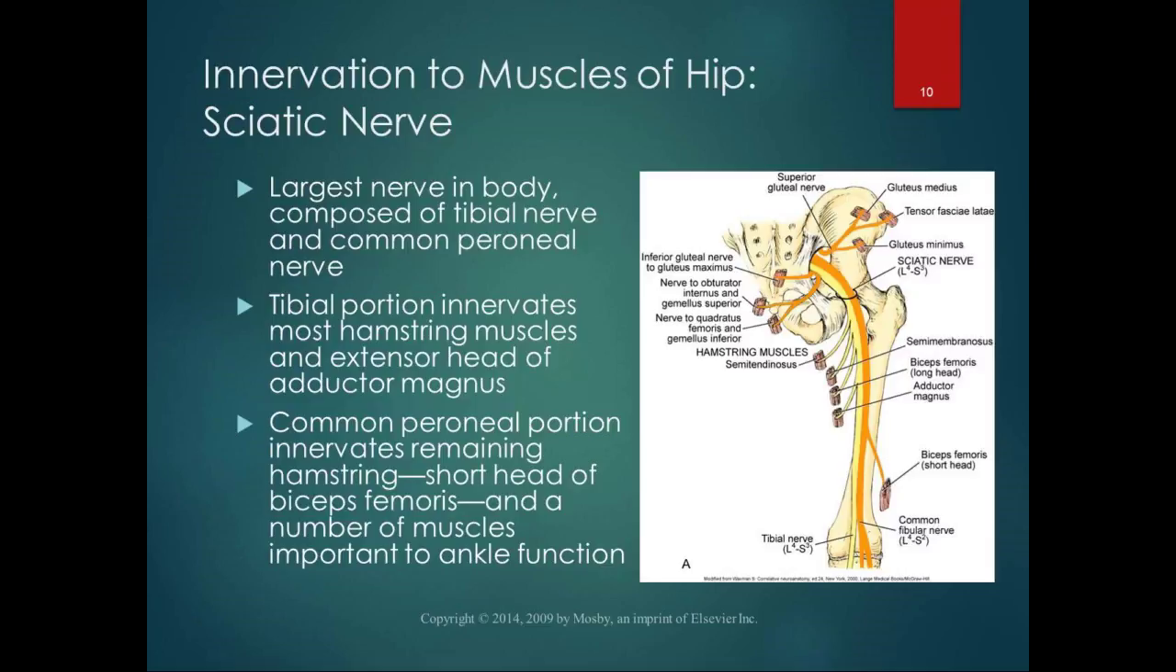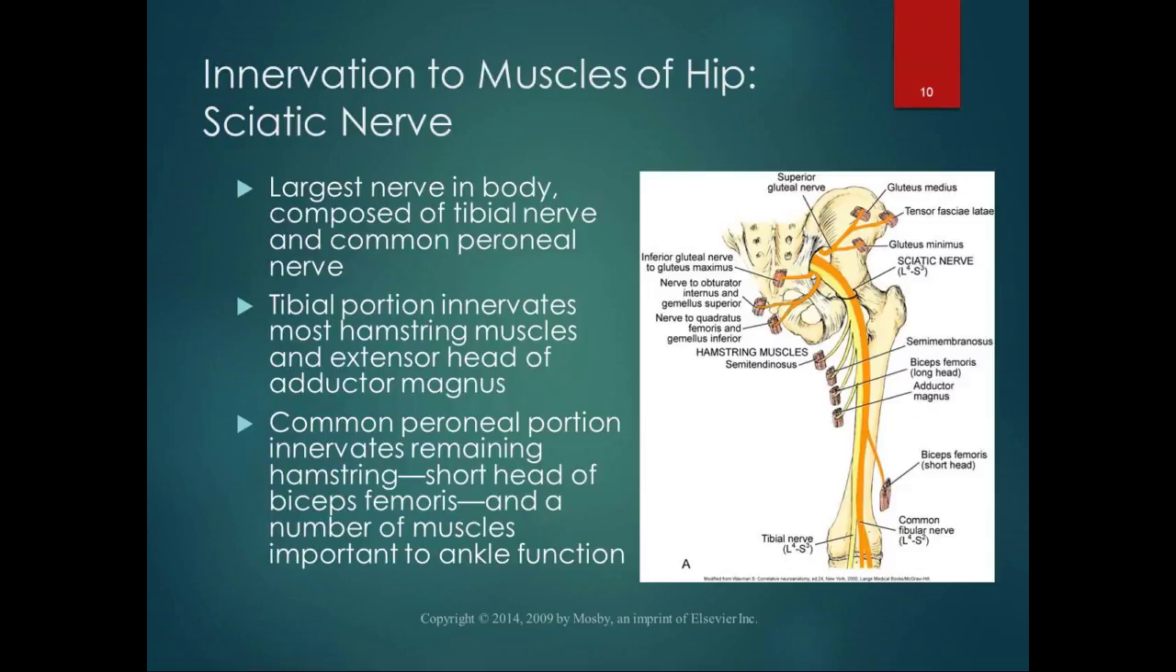You can think of the tibial portion and the common peroneal portion of the sciatic nerve as being those two sides of the headphones. So you peel them apart. At the top, where they're plugged into the sacral plexus, it's where the cord is together, and then towards the inferior portion, it's where you've peeled those two headphones apart. That's my analogy for the sciatic nerve.